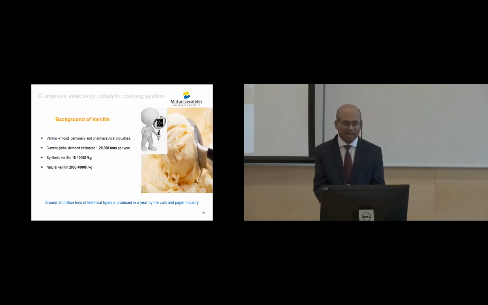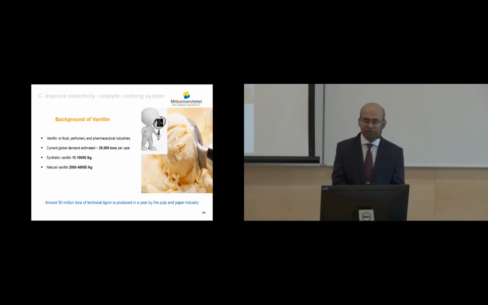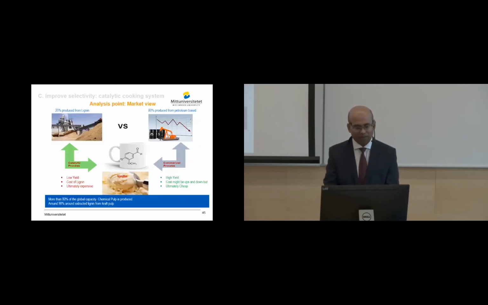But we have 50 million tons of technical lignin in the world, since the pulp and paper industry operates everywhere. So we can use this as a source for vanillin production. If we analyze the market, about 20% is produced from lignin, but with low yield and the cost of lignin, there are many issues, and ultimately it makes it expensive on the market. Whereas petroleum-based production, even though the crude price goes up and down, is commercial, produces high yield, and ultimately makes it cheap. More than 80% of global capacity is produced this way, and 90% of extracted lignin comes from kraft pulp. So we can integrate the process, not only for energy purposes.